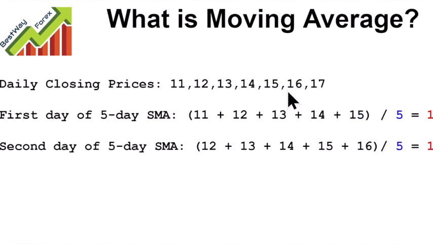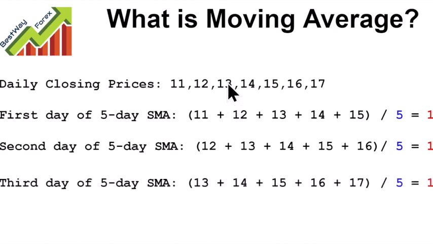So 14 comes here. Then for the third day we start from here, and 1, 2, 3, 4, 5. So we have 5 days here, and we come to the end here, and then we add them all together and divide that by 5, and we get 15. So here it goes: 13, 14, 15. That will be the simple moving average. Okay, so that is very simple.